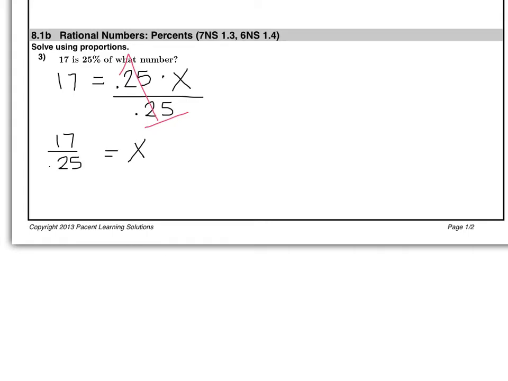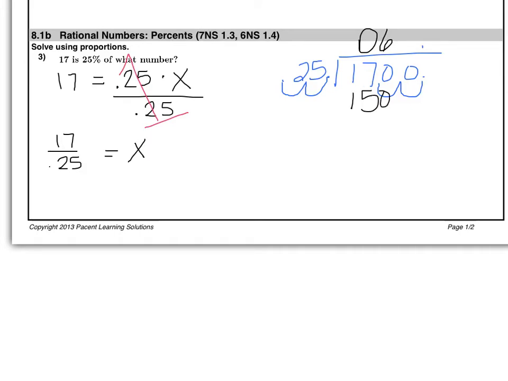So off on the side of my paper, I'm going to set it up. 17 divided by 0.25. Now in order to solve this, I usually move my decimal 2 places to make a whole number, and if I do it to one number, I have to do it to the other number. So I set up my problem. And now I'm going to say 25 goes into 17 0 times, but 25 goes into 170 6 times, and 6 times 25 is 150. And I just know that because I'm thinking quarters. 4 quarters makes $1, 6 quarters makes $1.50.